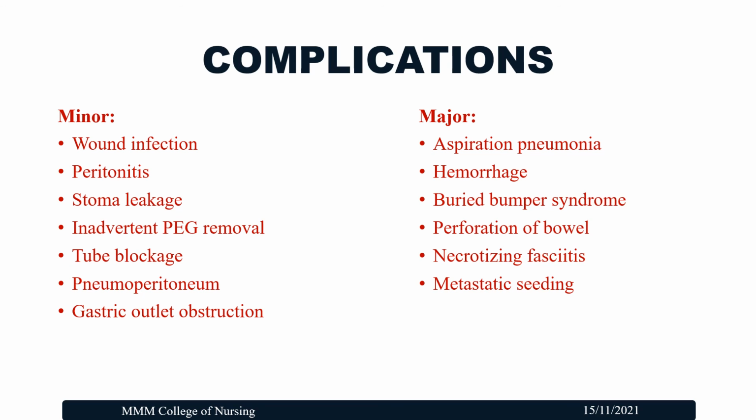Buried bumper syndrome is one of the uncommon and late complications of PEG placement. It occurs when the internal bumper of the PEG tube erodes into the gastric wall and lodges itself between the gastric wall and the skin. The next are perforation of bowel, necrotizing fasciitis, and metastatic seeding.